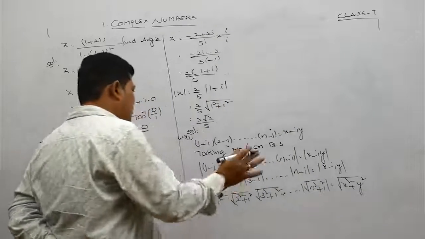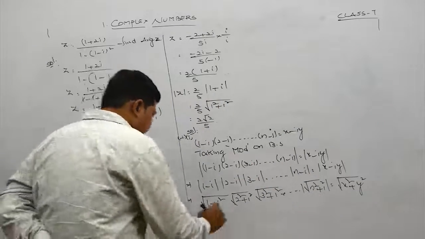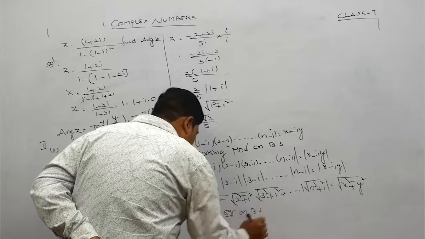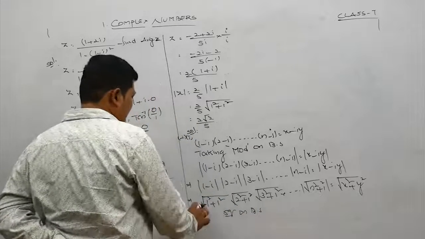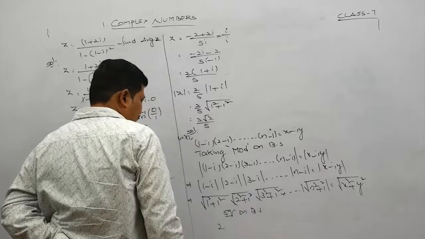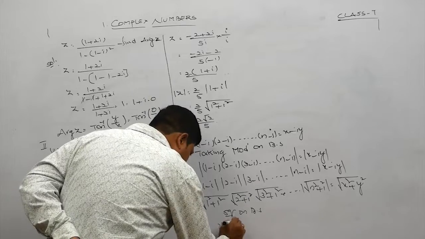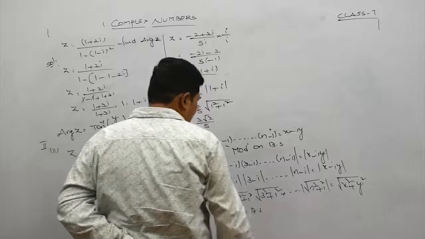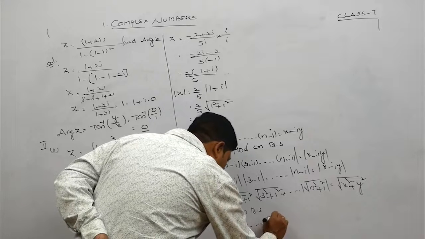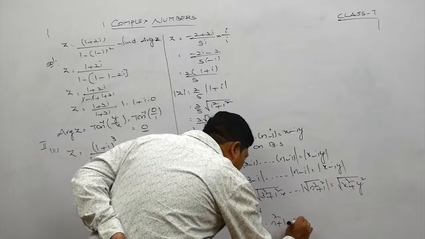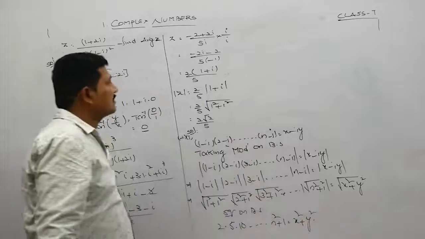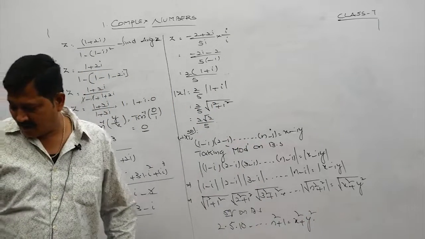So squaring on both sides, let us square and simplify. Here 1 square plus 1 square is 2, 2 square plus 1 is 4 plus 1, which is 5, into 5. Next, 3 square plus 1 is 9 plus 1, which is 10, into 10, and so on, n square plus 1 is equal to x square plus y square. So that is the answer for question number 1.